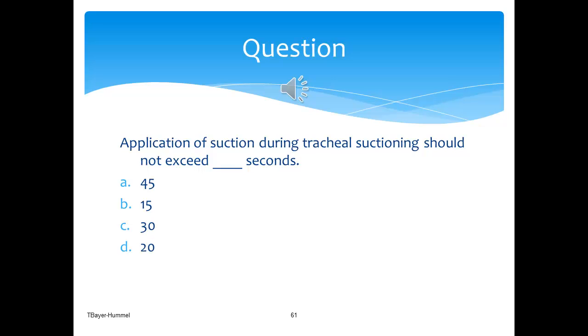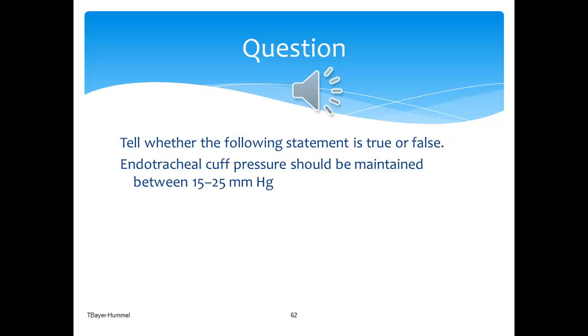Application of suction during tracheal suctioning should not exceed 15 seconds. The answer is true. Endotracheal cuff pressure should be maintained between 15 and 25 millimeters of mercury.